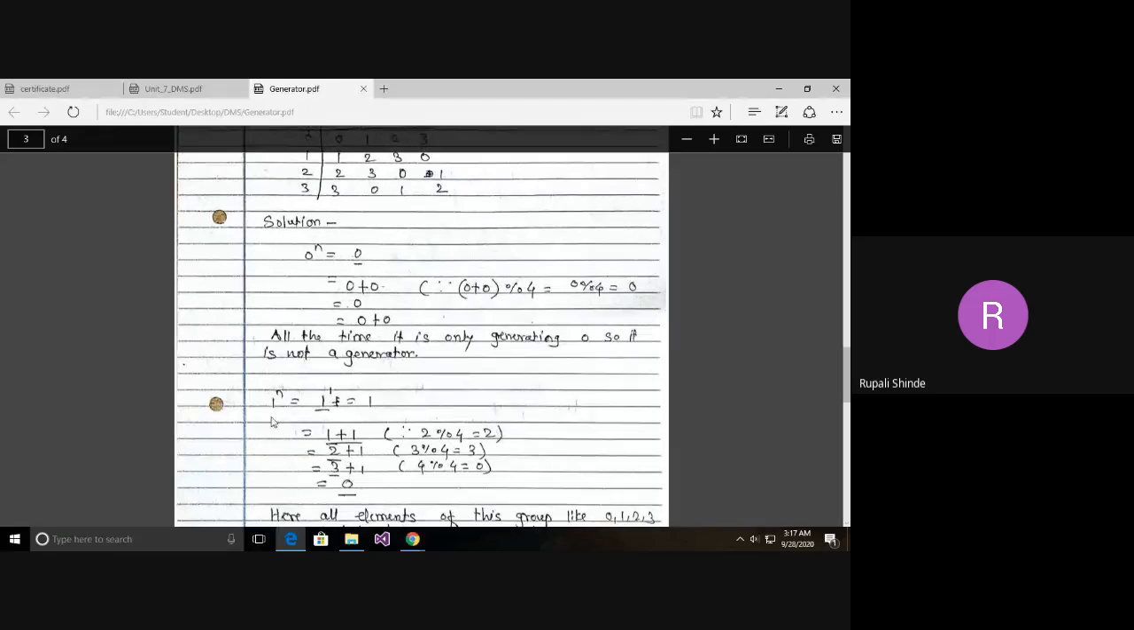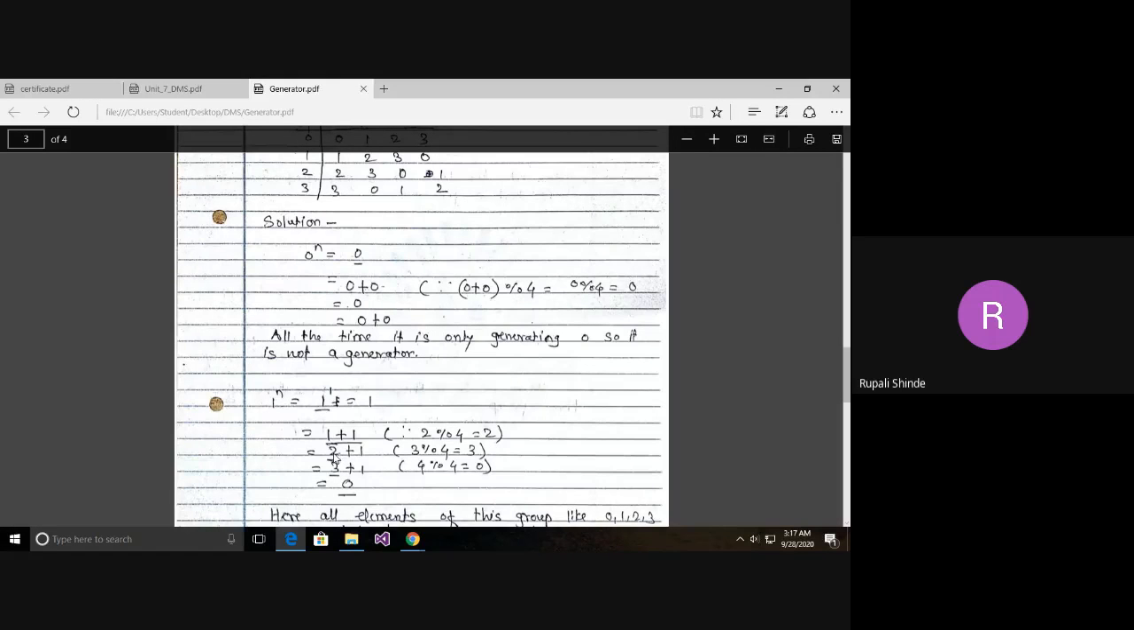Okay. So 1 raised to n, that is 1 raised to 1. So the result for this first step is 1. Again we have to take its composition with the next element, that is 1. So 1 plus 1 is 2. 2 mod 4, again we get the result 2. So that result is written here.